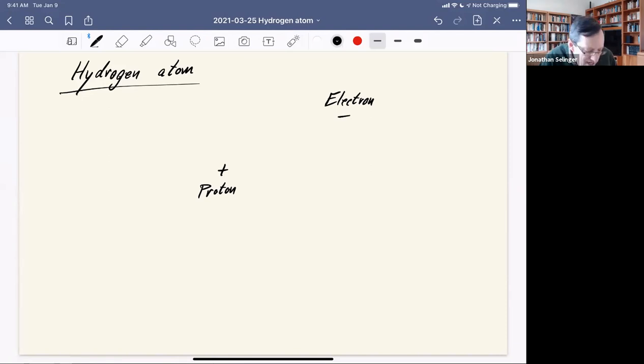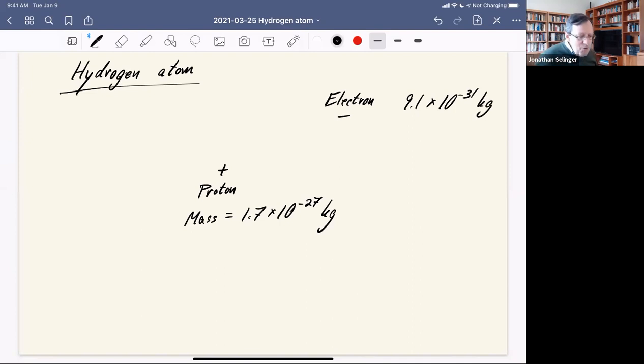And the first thing to emphasize about these guys is that the electrical charges are equal and opposite, but the masses are hugely different. For the proton, the mass is about 1.7 times 10 to the minus 27 kilograms. And for an electron, it is 9.1 times 10 to the minus 31 kilograms. So these are both small masses compared to everyday life, but the mass of the proton is approximately 2,000 times the mass of the electron.